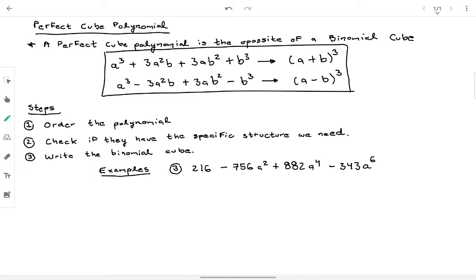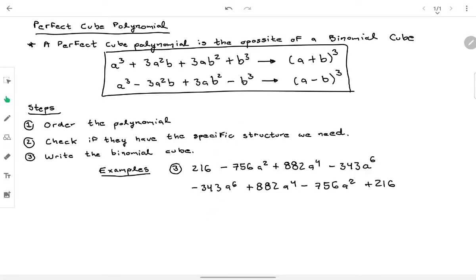Why? Sometimes, the most common order is to put first the letters and then the numbers. But if here we put the letters first and the numbers after, we will get something like this: a to the 6 plus 882 a to the 4 minus 756 a squared plus 216. So if we do it this way, we can check out that always we have the a cubed. We don't have a negative on the first one. So if we put it like this, we will have a negative on the first one, and then it won't have this specific structure.